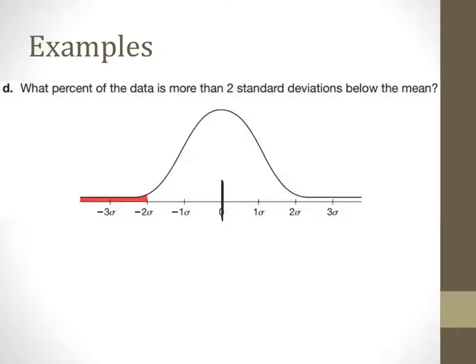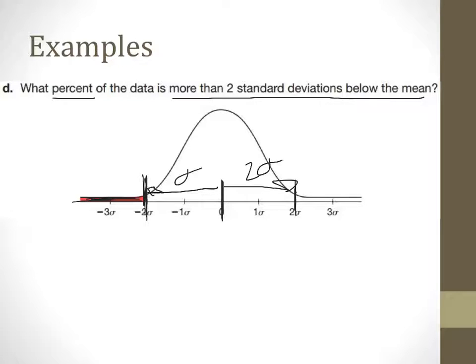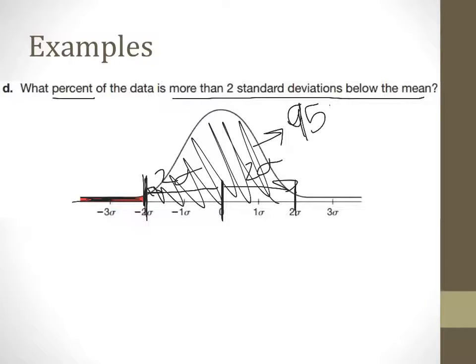But what I want you to think about: I need to find the percent of data that is more than 2 standard deviations below the mean. So if you imagine, 2 standard deviations below the mean would take me right there. So this is everything past that, everything out there. Well, we can use what we know about 2 standard deviations away, because if I go 2 standard deviations in both directions, remember, this area represents 95% of my data.